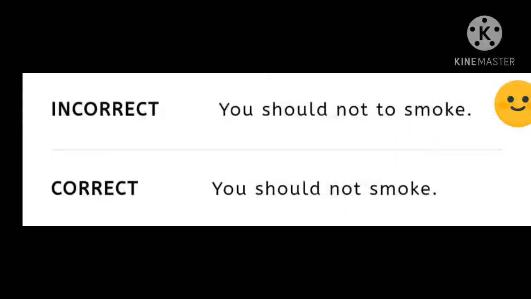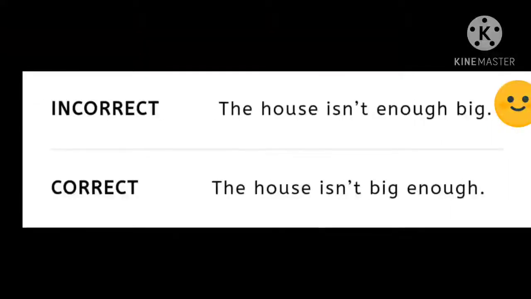"You should not to smoke," and the correction is "You should not smoke." To is not required after a modal. So "You should not smoke" is the right sentence. "The house isn't enough big." "The house isn't big enough." "Enough big" is not the correct order. We must use the adjectives in the correct order. So big enough, small enough.